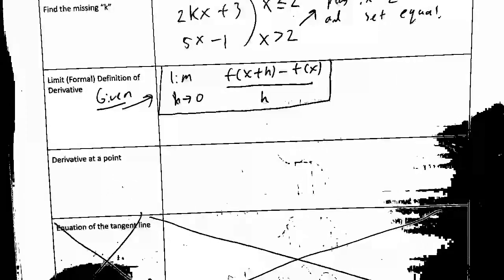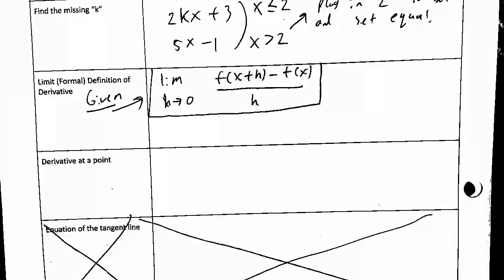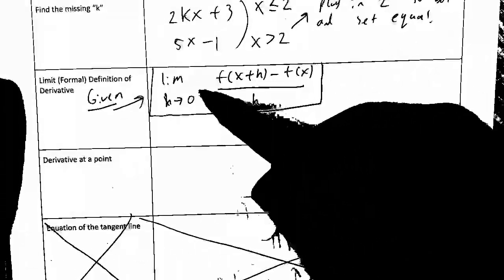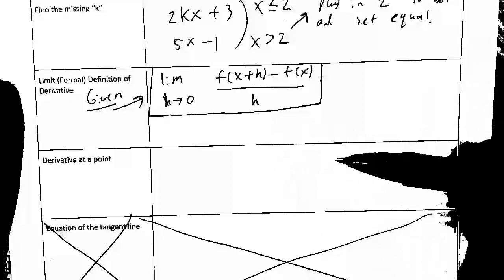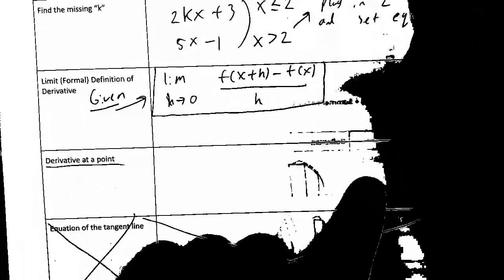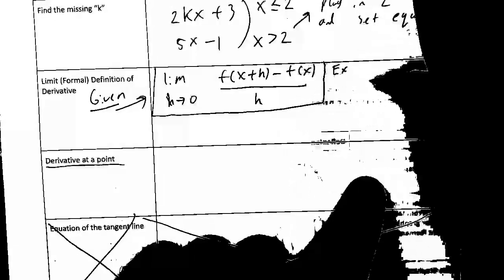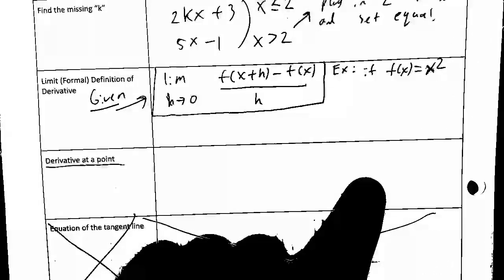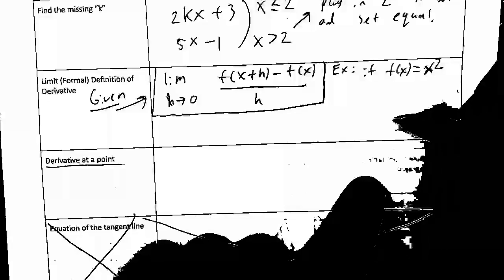This is a given. But what you need to be able to do, and maybe we'll do an example right now, is you need to be able to find the derivative if you're given this. So as an example, and this is the same as this point, example would be if f of x equals x squared, how do you do this?